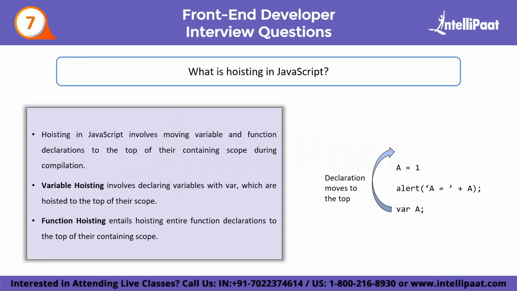Function declarations are also hoisted. You can call a function before it appears in the code because the entire function declaration is hoisted to the top of its containing scope. It should be noted that hoisting only applies to declarations and not the initializations. Variables declared using let and const are also hoisted, but unlike var variables, they are not initialized to undefined.